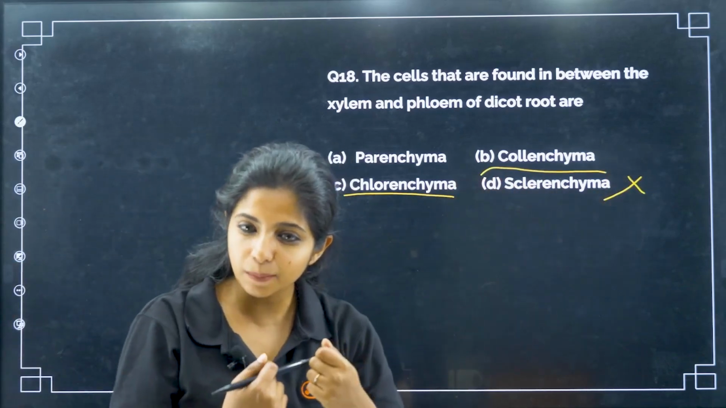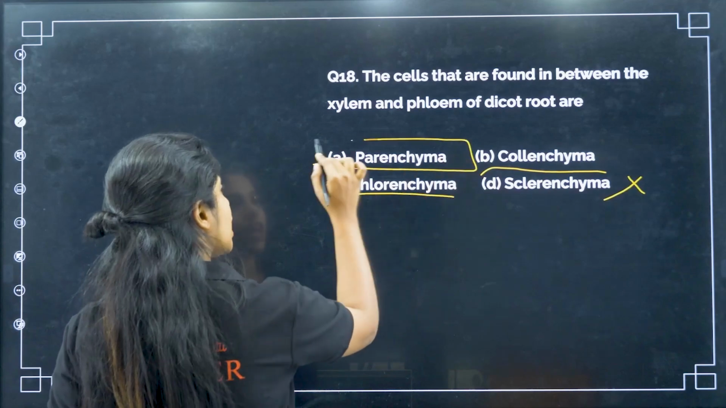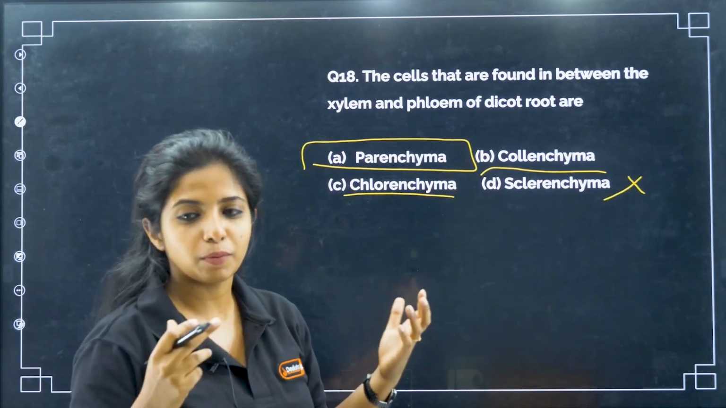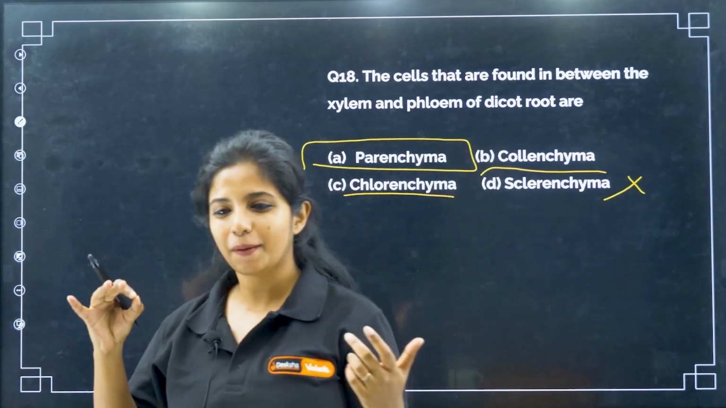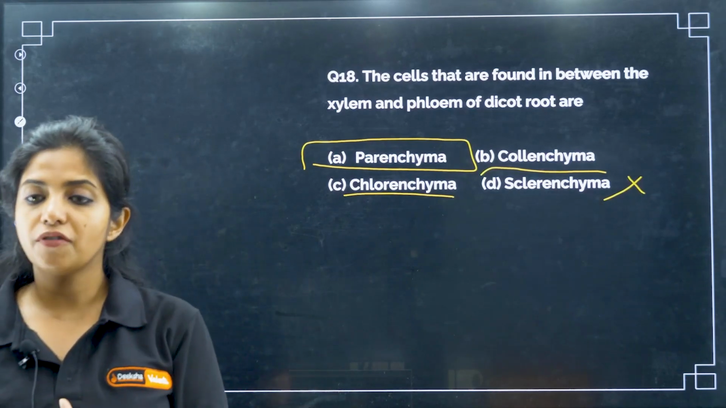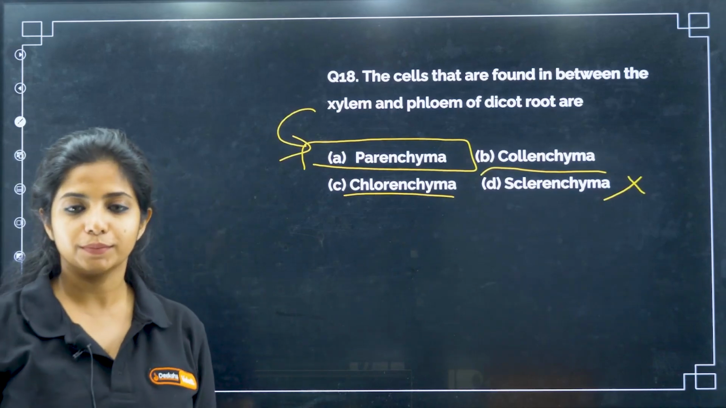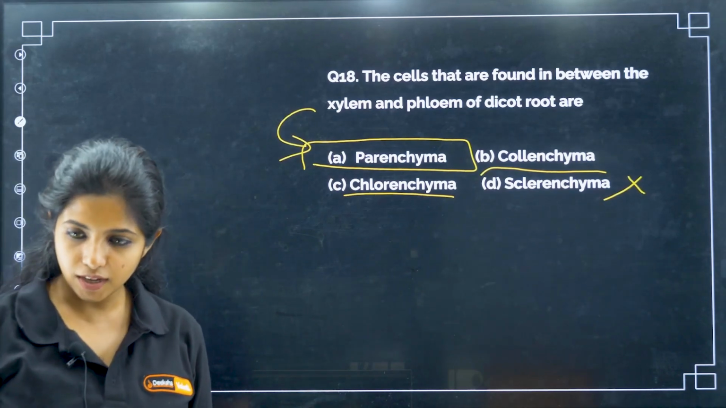Collenchyma, again for flexibility and stuff like that, we have collenchyma. Parenchyma is a normal cell which can be used as filler between different types of tissues and stuff like that, which is why it is parenchyma which is there between xylem and phloem of dicot root. The cells that are found in between xylem and phloem of dicot root are what? Parenchyma, my dear children. Okay, works?